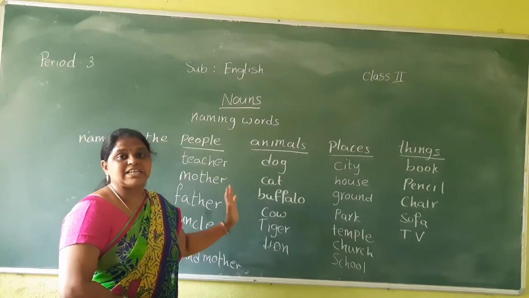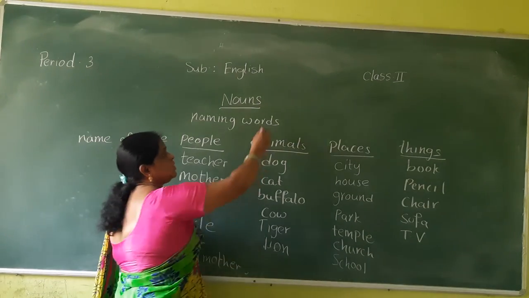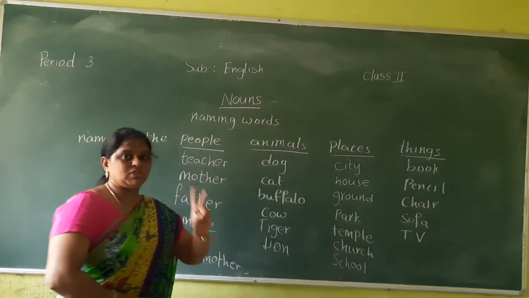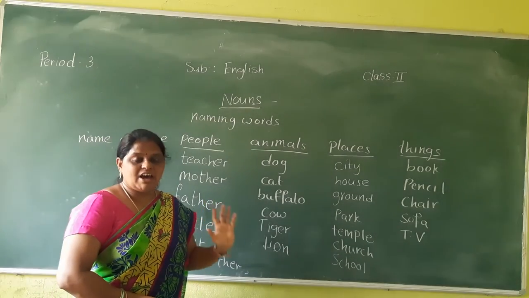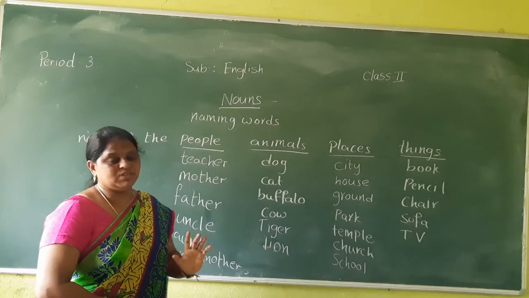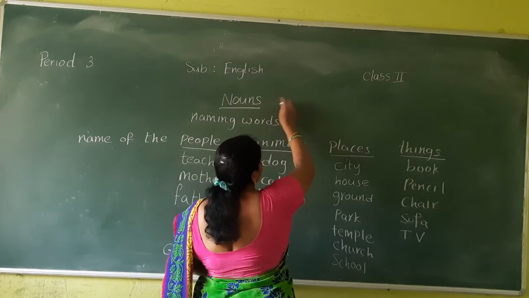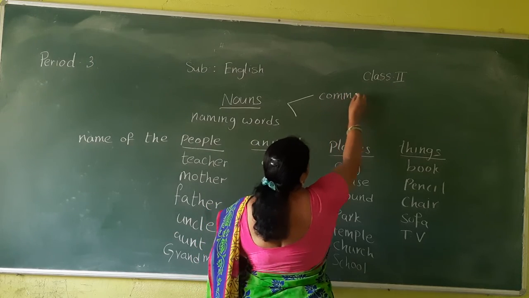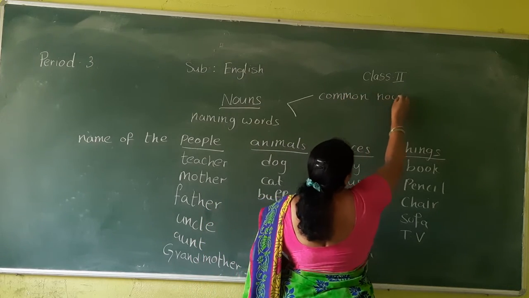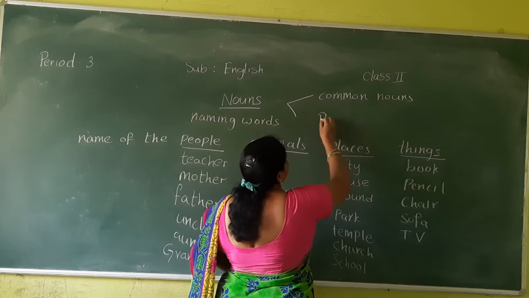These are called common nouns. In the nouns, two types are there. One that we generally use is called common nouns. Two types are there. One is common nouns, and the second one is proper nouns.